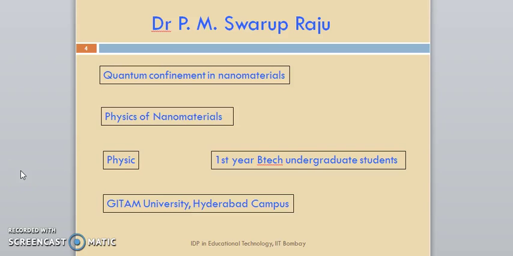Dear students, welcome back to one more lecture on physics of nanomaterials. Last class we discussed the properties of nanomaterials, and what happens to the property as we decrease the size. That's called size effect. There is one more factor that influences the properties of nanomaterials, called quantum confinement. So today we'll discuss what this quantum confinement is.